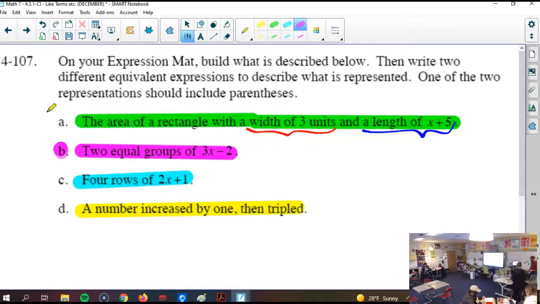All right, so camera's off, but you can go ahead and set up what you want. The area of a rectangle with a width of 3. Yeah, you can move those. And a length of x plus 5.